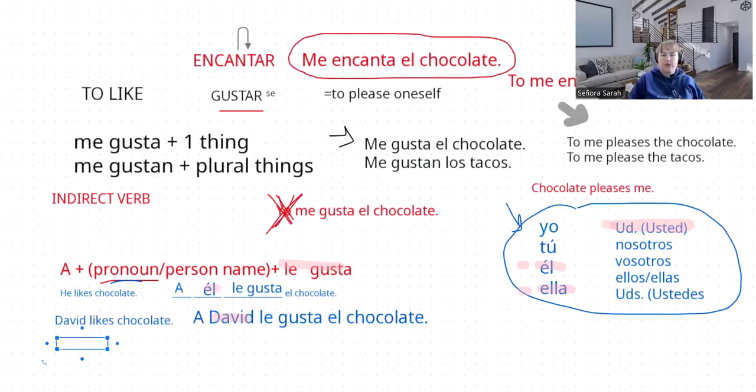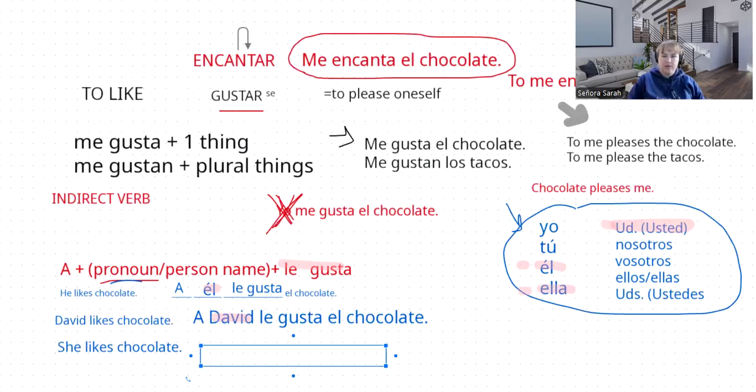All right, same thing if we want to say she likes chocolate. Give that a try. How do you think we're going to say that? Say it out loud, pause the video, and say how you think we're going to say she likes chocolate. All right, I'm sure that you said a ella le gusta el chocolate.